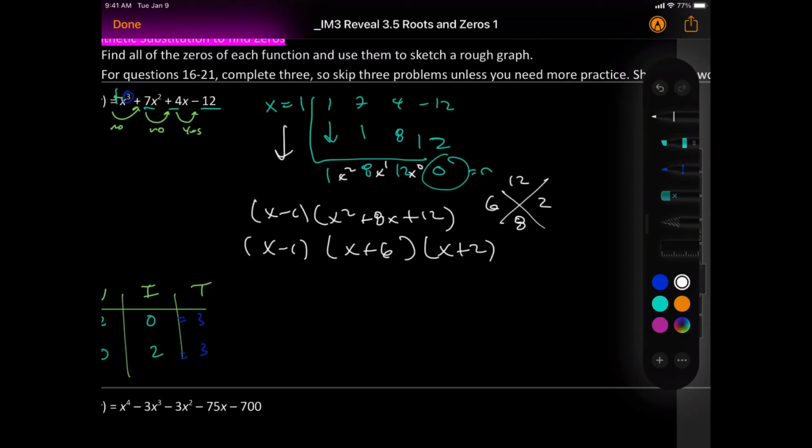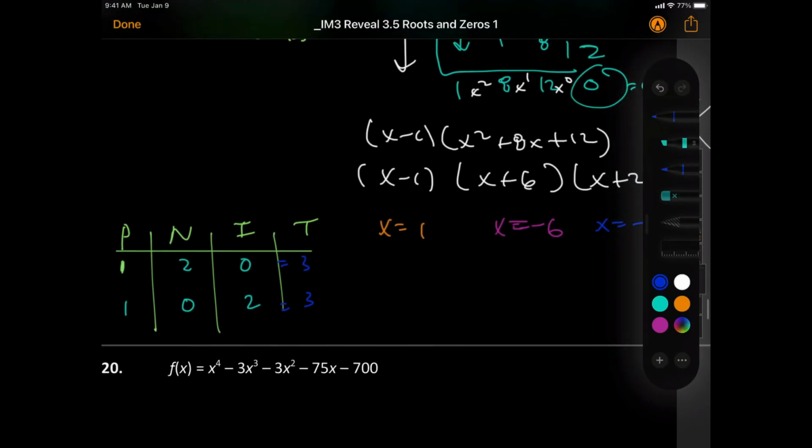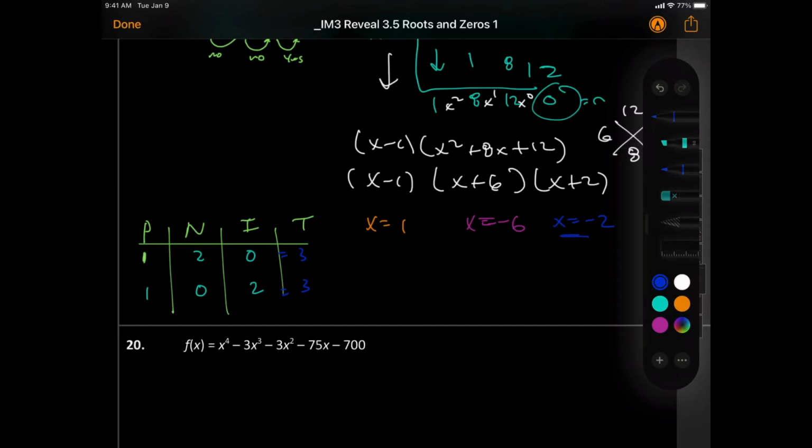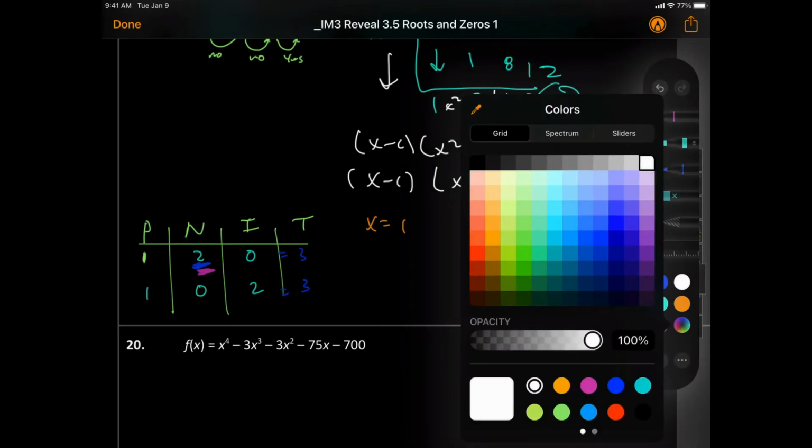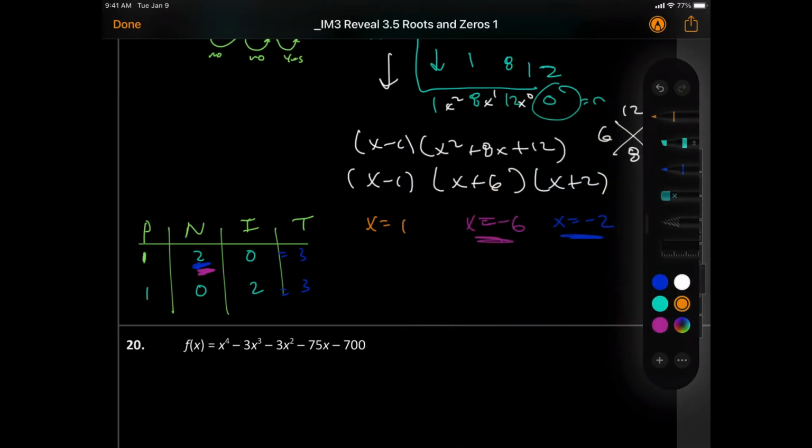And set those equal to 0, and you'll get x equals 1, x equals negative 6, and x equals negative 2. And what I wanted to point out are, okay, the blue, so this one is here, this one is here, and the orange one is here. So we're using this one.